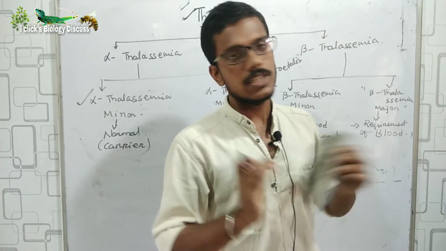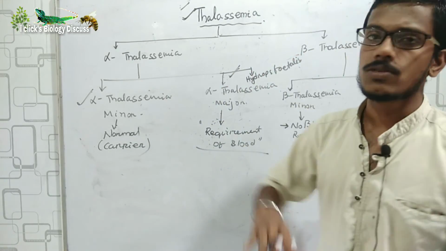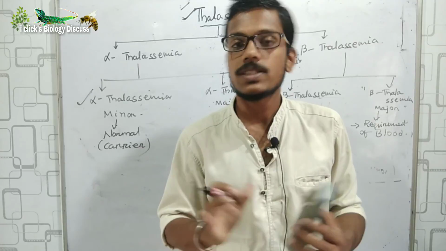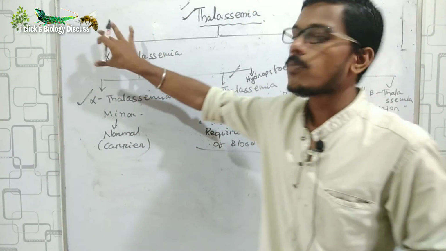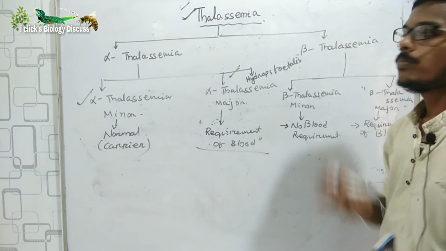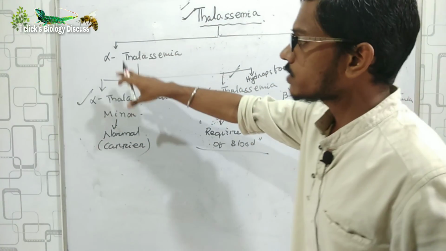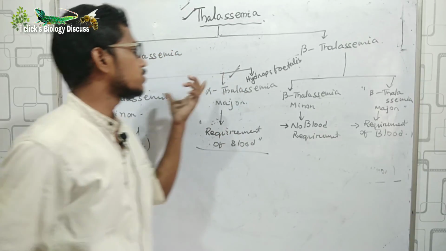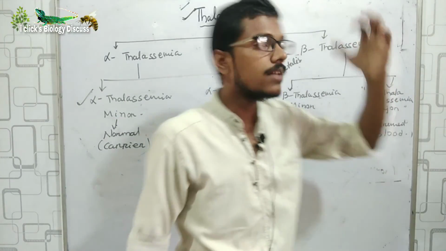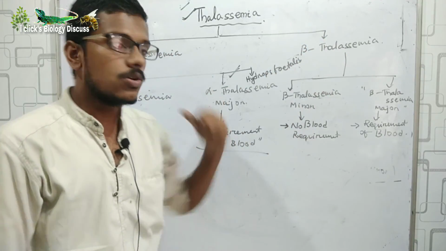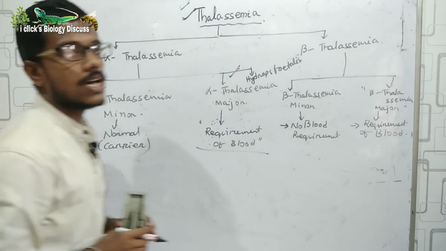If there is any disorder in the synthesis of the globin chains, mainly the alpha globin chain and beta globin chain, it will lead to thalassemia: alpha thalassemia and beta thalassemia. A disorder in the synthesis of the alpha globin chain leads to alpha thalassemia. A disorder in the synthesis of the beta globin chain leads to beta thalassemia. So this is all about thalassemia.